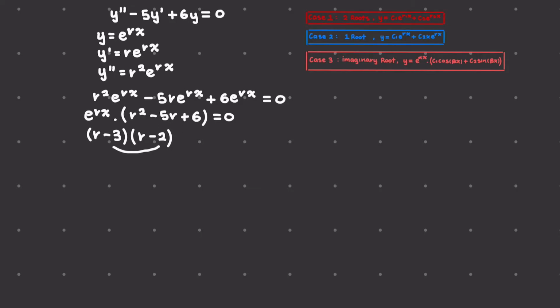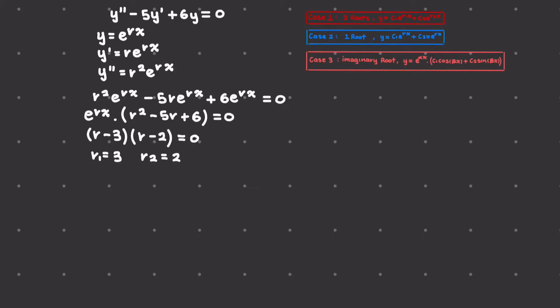And so our roots here, and don't forget this equals 0, and don't forget our root here will be r equals 3. This is r1, and for our r2 here will be just 2. And so we know right here that we have two roots. And so we know which case we're going to use, which is obviously case number 1.